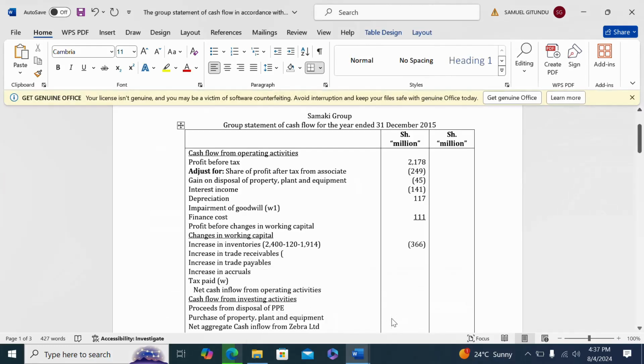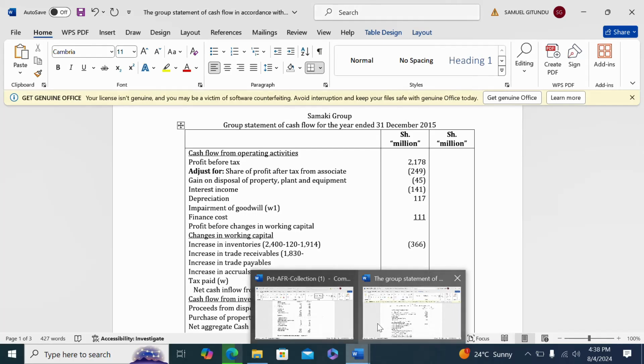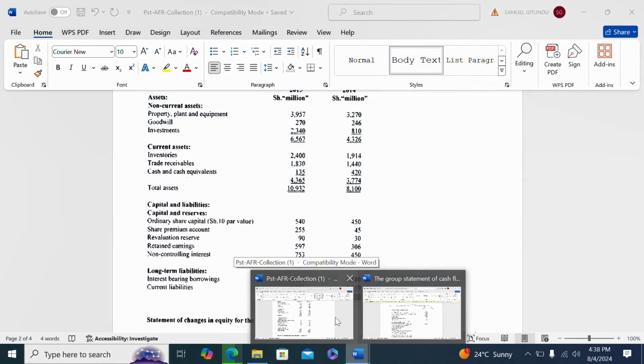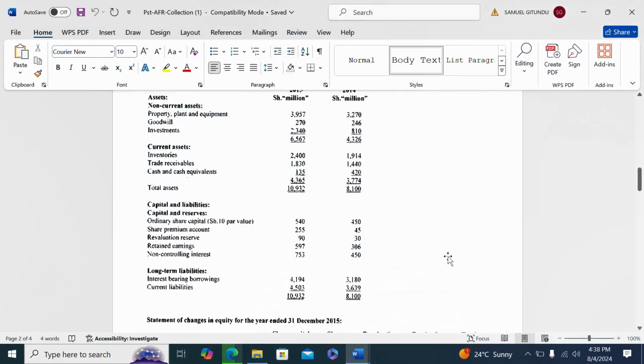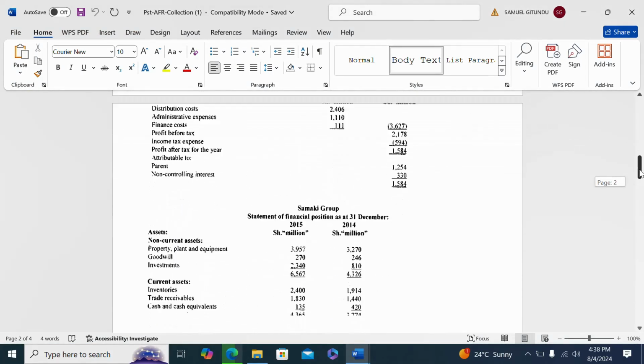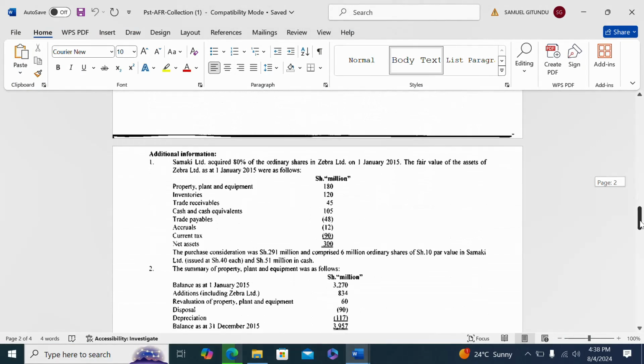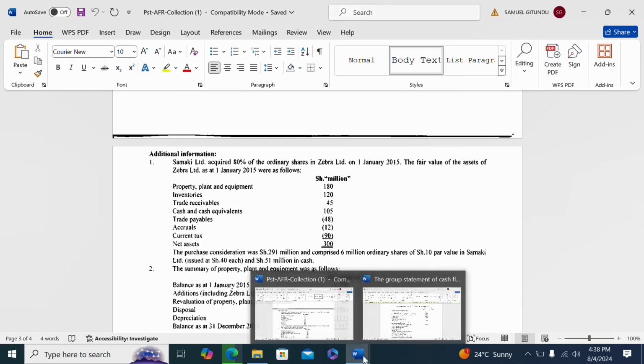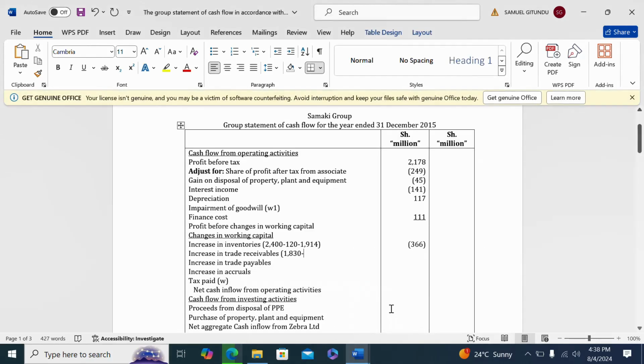So we take 1830 minus the trade receivable from the subsidiary. How much is the trade receivable from the subsidiary? Under additional information number one, it is 45 million. So we deduct 45 million and then we deduct 1440. Those were the trade receivable at the beginning of the year.